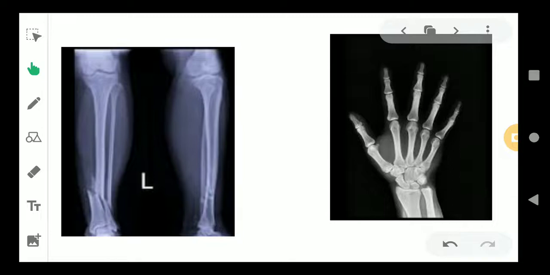Everybody might have seen some X-rays. Here, two pictures are there. It shows the X-ray of a leg. This shows the X-ray of a finger.